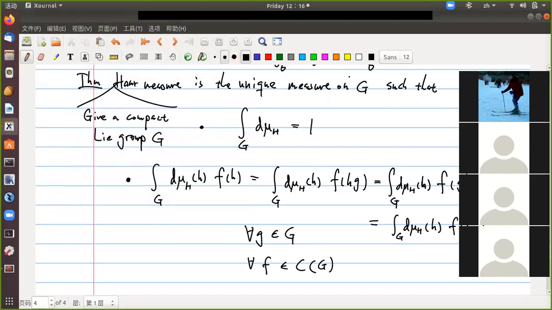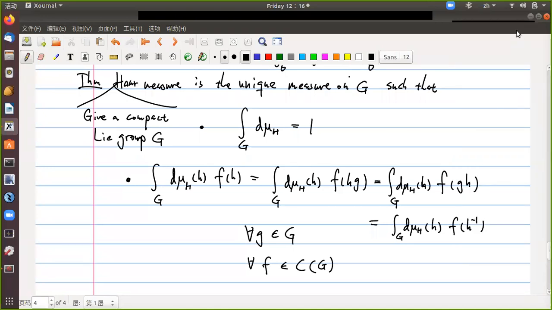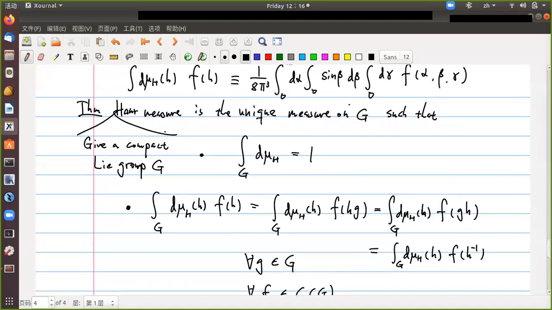Okay, so this is the result for Haar measure. Firstly, it is normalized. It is a unique measure that satisfies certain properties.